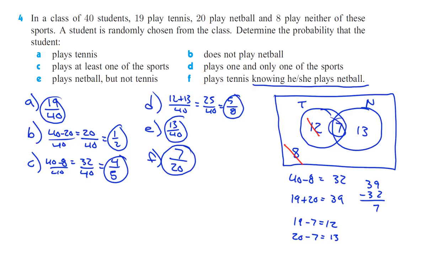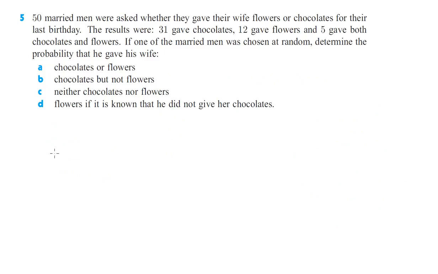All right? Okay, let's take a look at the next problem, number 5. 50 married men were asked whether they give their wife flowers or chocolates for their last birthday. The results were 31 gave chocolates, 12 gave flowers, and 5 gave both chocolates and flowers. If one of the married men was chosen at random, determine the probability that he gave his wife, and then we get all these problems here.